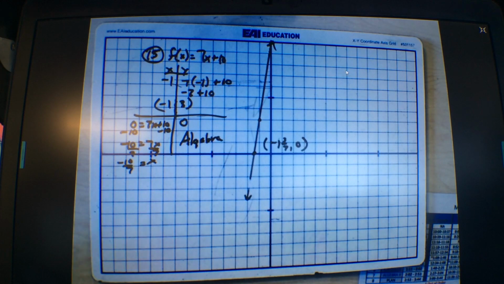Now would you take a look on page 154, 24 through 32? Would you read the directions?